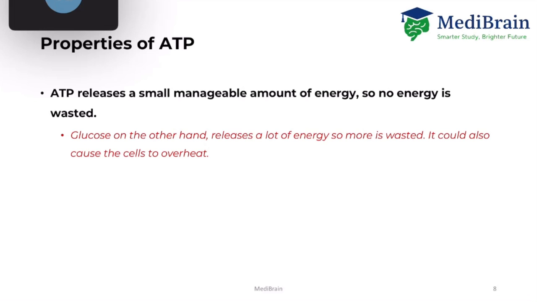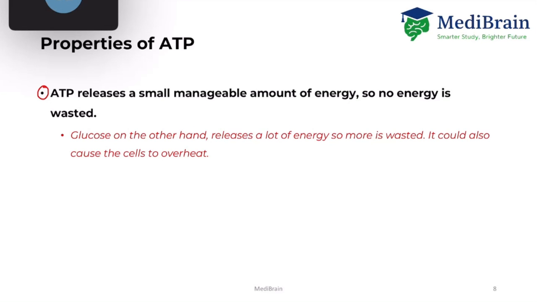So ATP releases a small manageable amount of energy. So no energy is wasted. Glucose, on the other hand, releases a lot of energy, so more is wasted. It could also cause the cells to overheat. Okay, so this is a key point, and most of these points are just learning points. You just need to make a flashcard on it, you just need to make notes on it, and you just need to learn it. Okay, and in an exam question, when it comes up, you're able to bang it there in the answer.